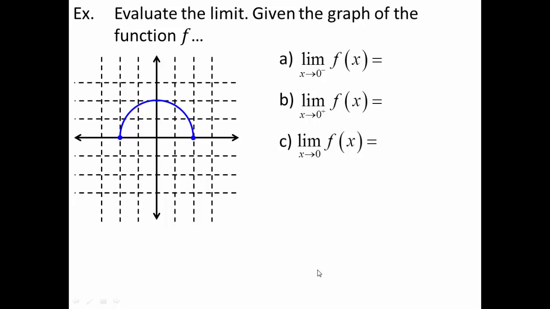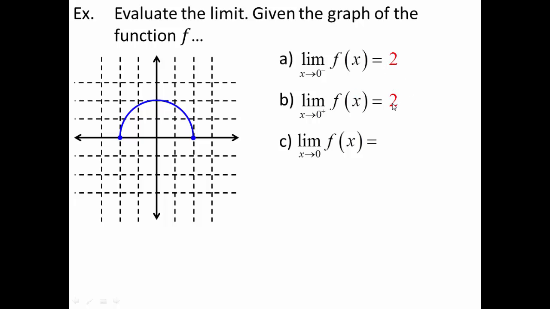So let's look at an example. Here we have the graph of a semicircle. We're going to call this function f. Let's start with the limit as x approaches 0 from the left. So I'm going to start, here's x equals 0. Here's the actual value at 0, the actual height at 0. As we approach 0 from the left, I'm heading towards that function value of 2. As I approach 0 from the right, I'm heading to that function value of 2.